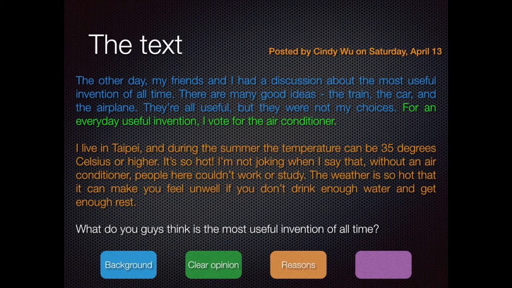Finally, we have the conclusion. Unfortunately, Cindy's conclusion, in purple here, is kind of poor. She could have presented a couple of ideas on how the future may change if more people have an air conditioner, such as reducing the spread of disease or increasing comfort while working or studying. When you write your composition during class, be sure to add a strong conclusion to complete your passage.